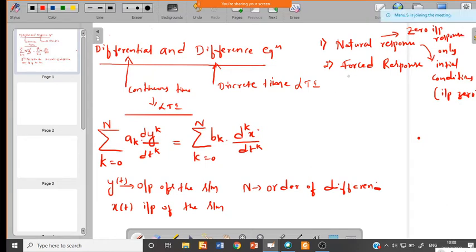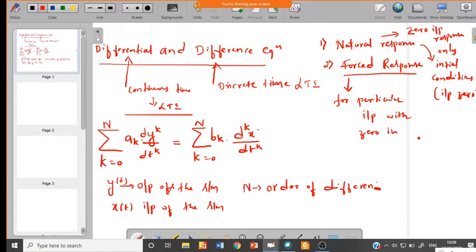Now the forced response is nothing but the response or output of the system when we give a particular input with zero initial conditions, that is, all the initial conditions are zero. So this is the natural response and forced response.